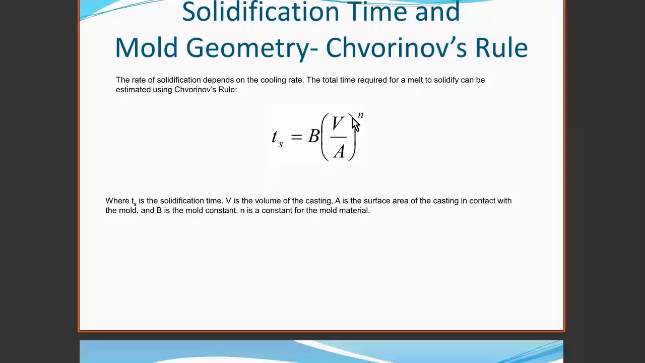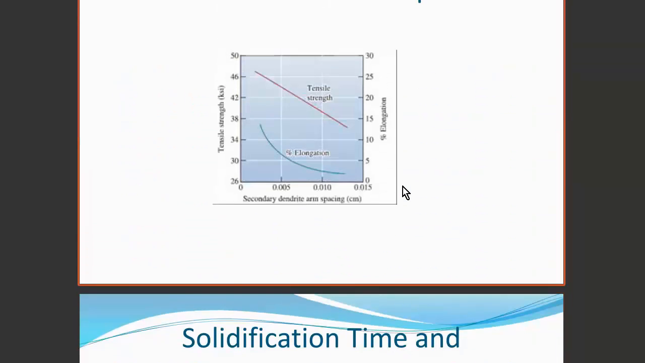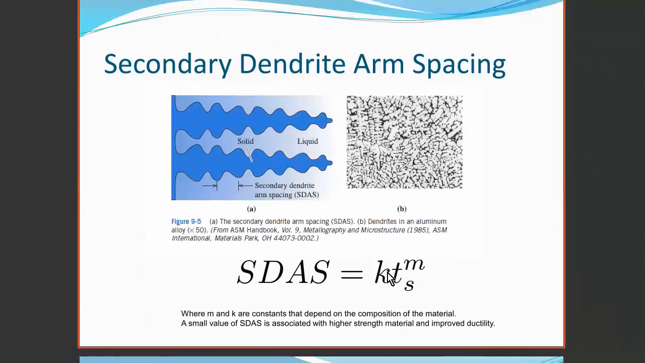According to this relationship known as Chvorinov's rule, the total solidification time, which is the time from when the melt is poured to when it finally solidifies, is equal to B, known as the mold constant, multiplied by the ratio of the volume to the area of the mold raised to the power n, where n is a constant for the mold material. This equation can be used to design parts of the mold, and also to determine if the total solidification time will result in the required microstructure.